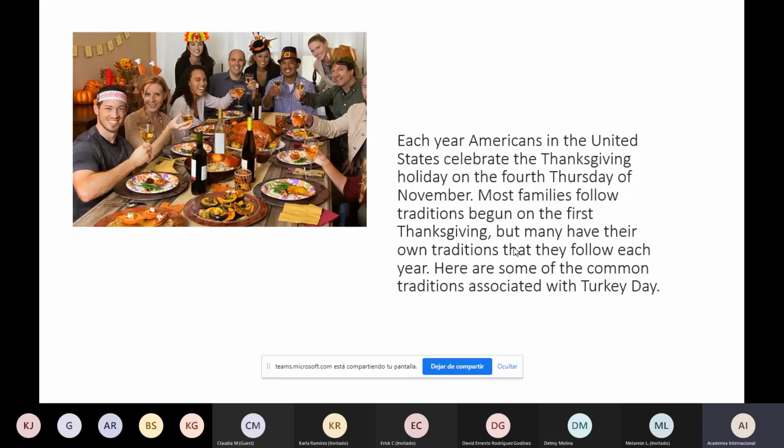You can start. This year, Americans in the United States celebrate the Thanksgiving holiday on the fourth Thursday of November. Most families follow a tradition begun on the first Thanksgiving, but many have their own traditions that they follow each year. Here are some of the common traditions associated with Turkey Day.